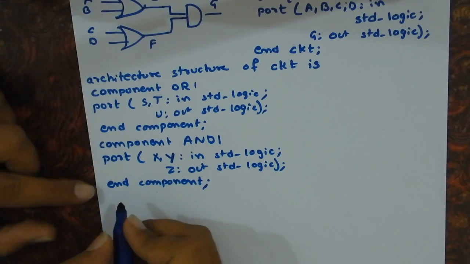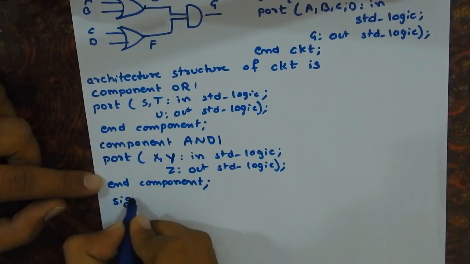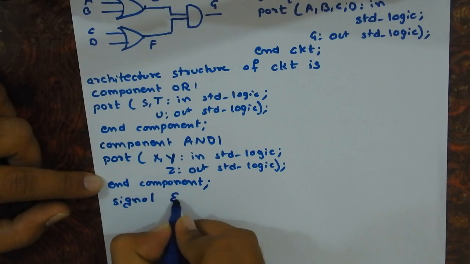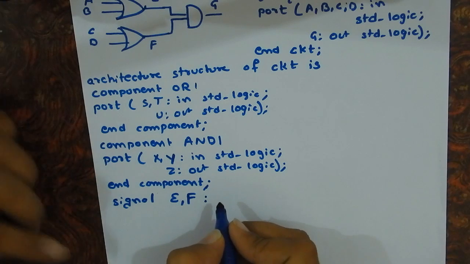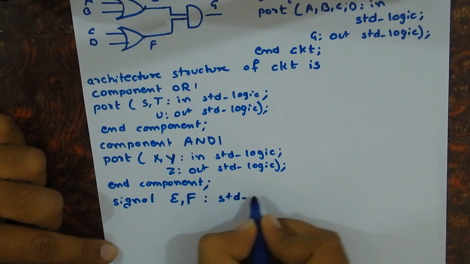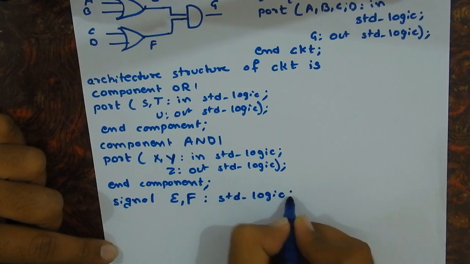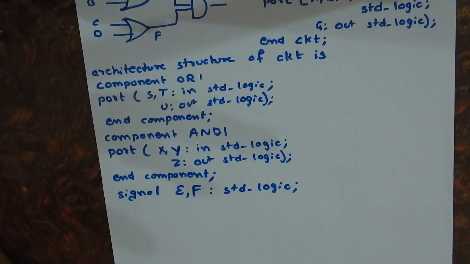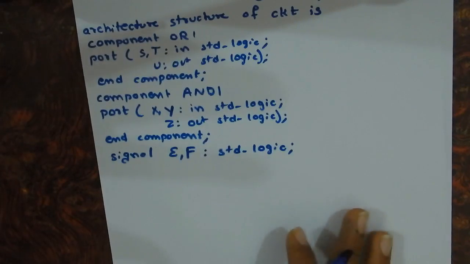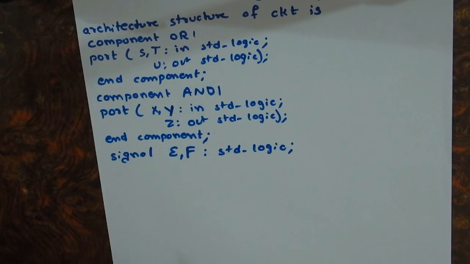How you will declare the signals is with the keyword signal. Write here name E and F colon with the data type, that is standard logic. This is the declaration of the signal. And now we have completed the declaration part, that is the component declaration and the signal declaration. Now we'll proceed with the architecture.